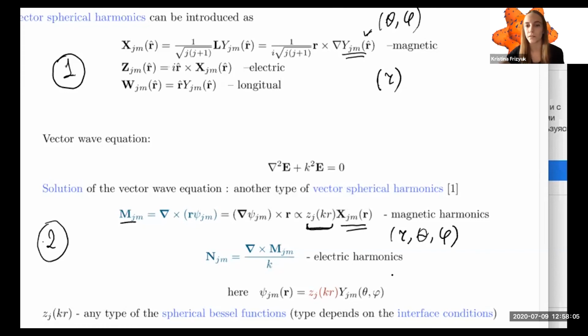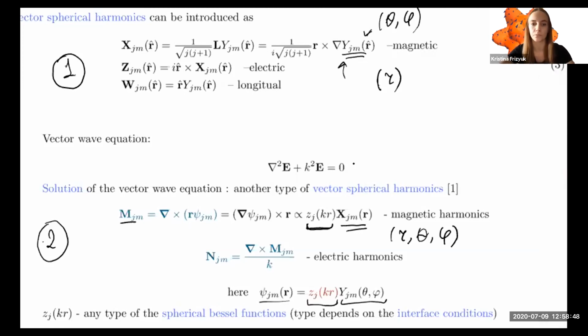And electric harmonics are just the curl of magnetic harmonics, and they are produced the same way, but instead of the scalar spherical function, you should put here these psi functions, which are just a product of some kind of Bessel function and the scalar spherical function. And these are used in Mie theory.